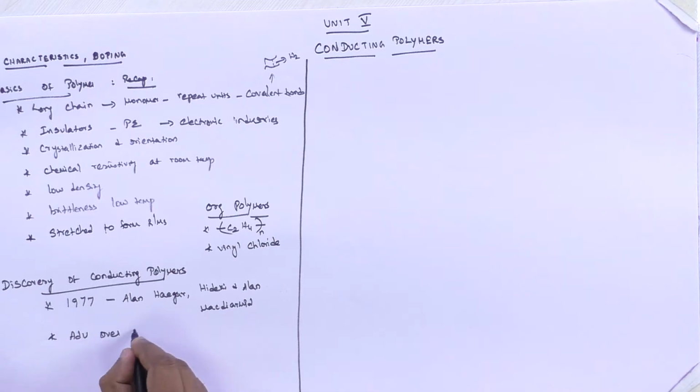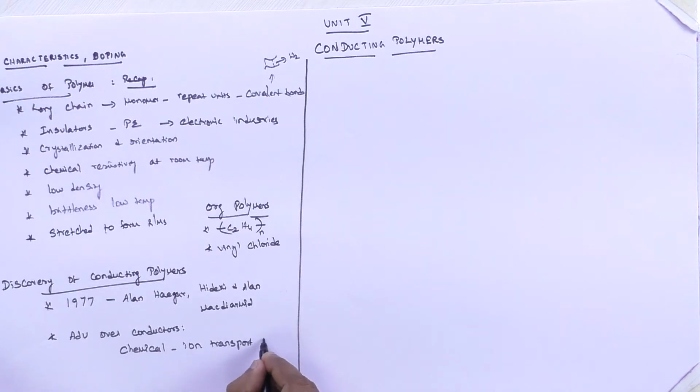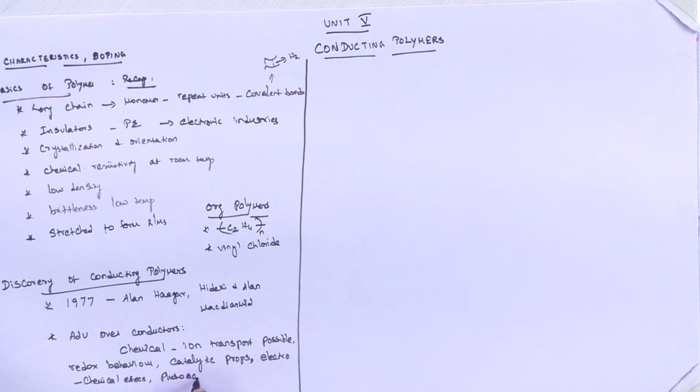What are the advantages over conductors? The first is the chemical advantage: mainly ion transport is possible, and it has a redox behavior unlike your conductors, catalytic properties, and electrochemical effects, photoactivity as well as junction effects. So, these are some of the advantages of conducting polymers.